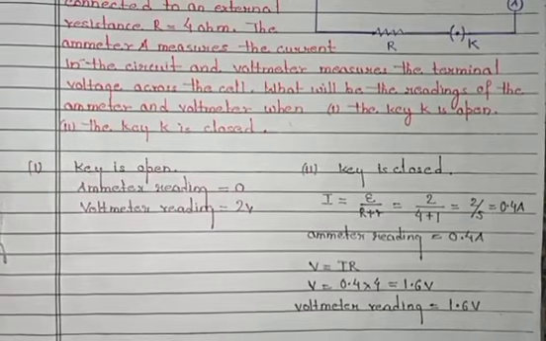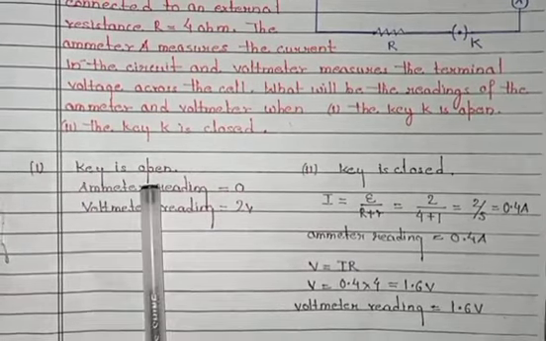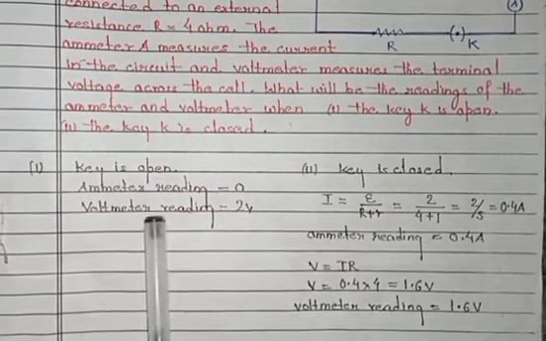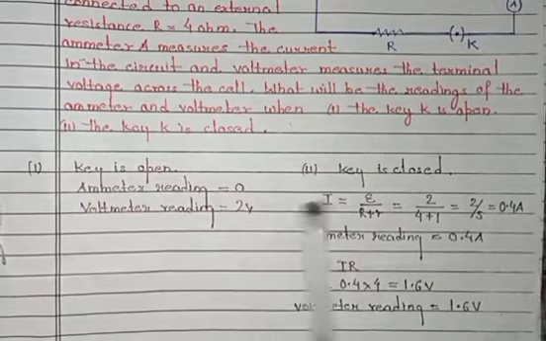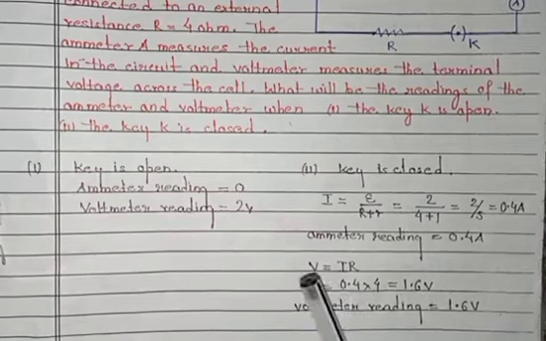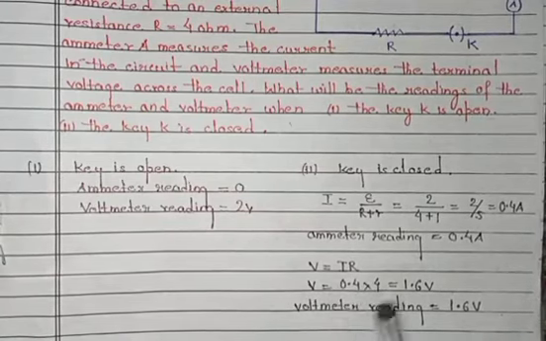So remember this point. If the circuit is open, the voltmeter reads EMF, and if the circuit is closed, then a voltmeter across the terminals of the cell reads terminal voltage.